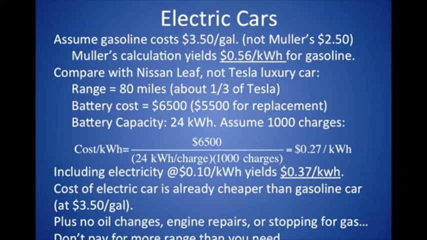I want to update the analysis in the book about electric cars. I think his analysis is out of date and a little bit biased. Muller assumed a cost of $2.50 per gallon of gasoline, which actually today is probably reasonable, but it's recently been as high as $5 a gallon. So a more long-term average cost, probably about $3.50, is more reasonable.